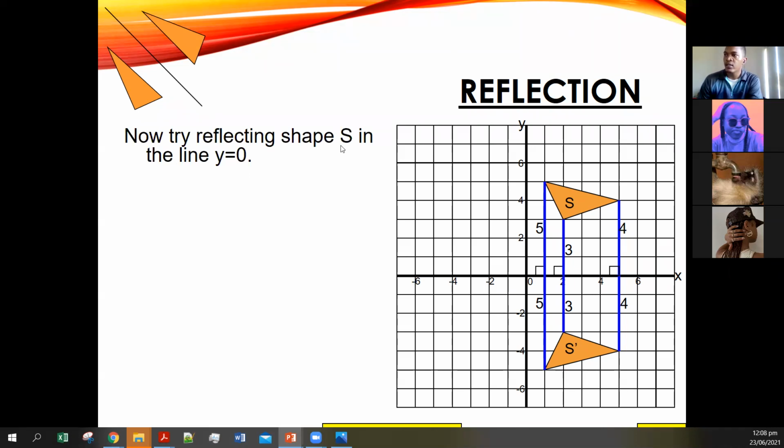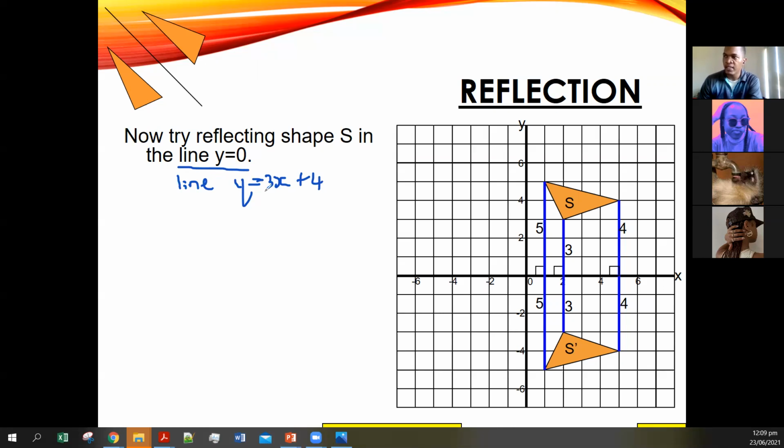So now try reflecting shape S in the line y equals 0. Remember I talked about the line y equals 0. That is just your x-axis line, all right? You have to take note of this. And I also want to have an example here. Since we are now referring to it as a line y equals 0, we can also refer to it as a line, and then we say y equals 3x plus 4. That means it's now f of x or g of x.